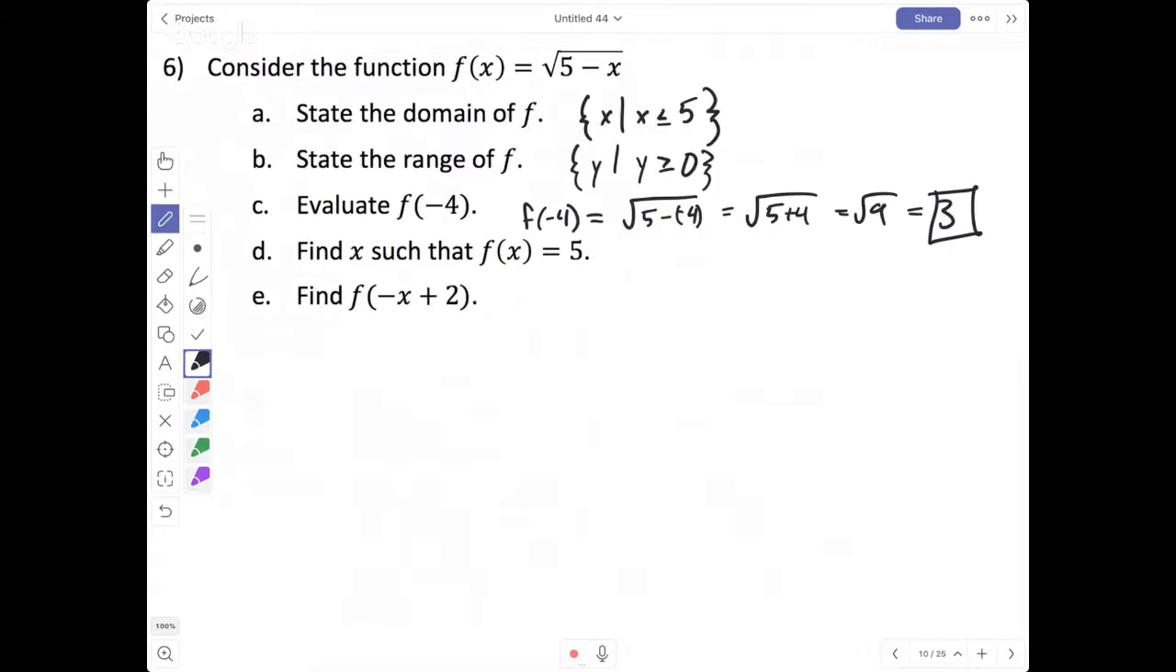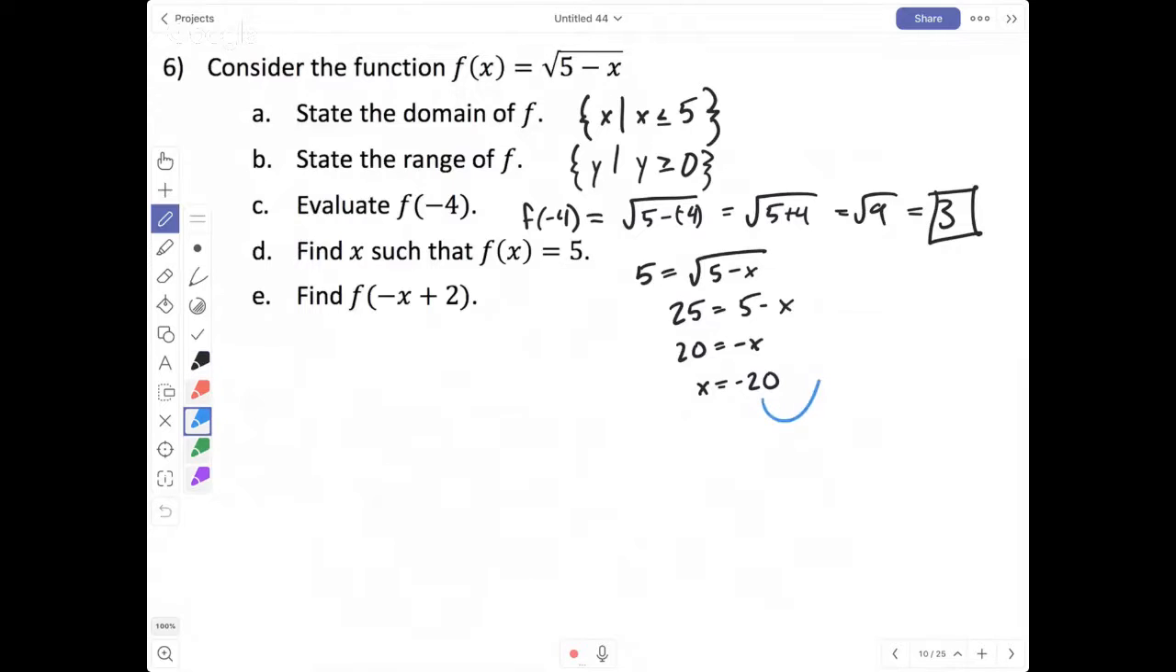Find x such that f of x equals 5. So I want 5 equal to the square root of 5 minus x. So I will go ahead and square both sides. I'd like 25 equal to 5 minus x. I'll take away 5 on both sides for 20 equal to negative x. And I'll say x must be negative 20.